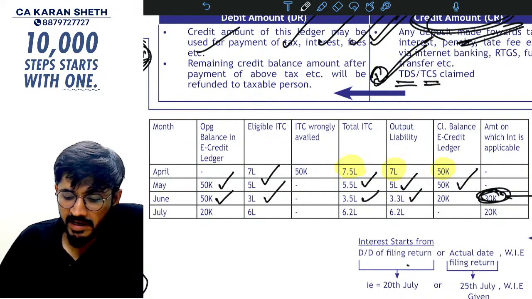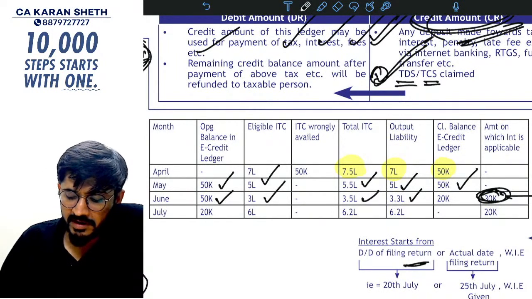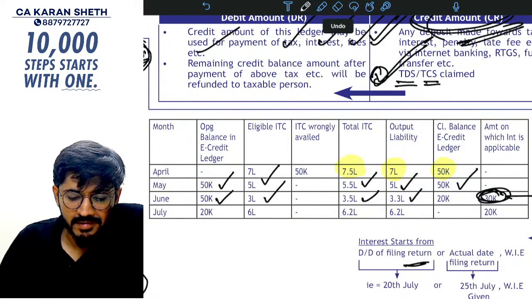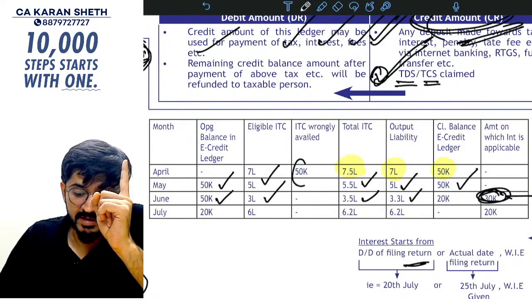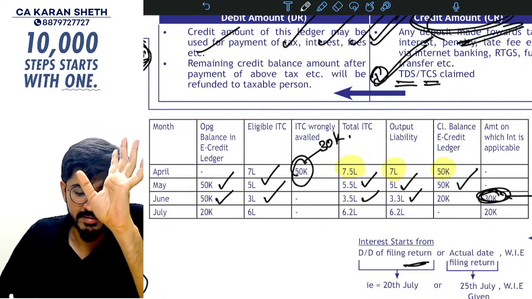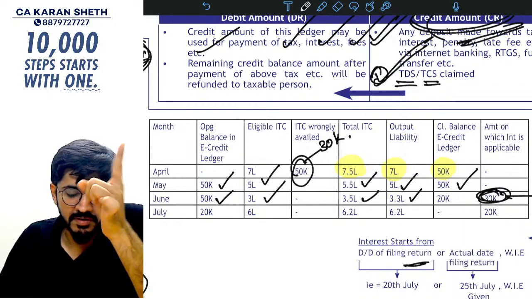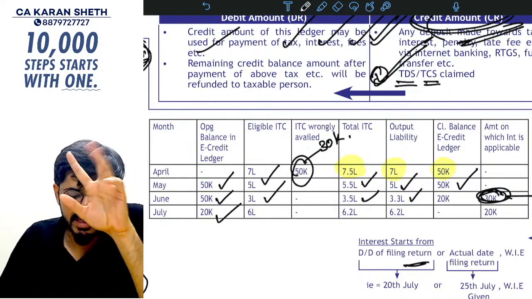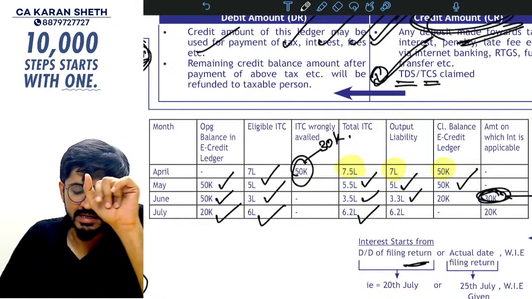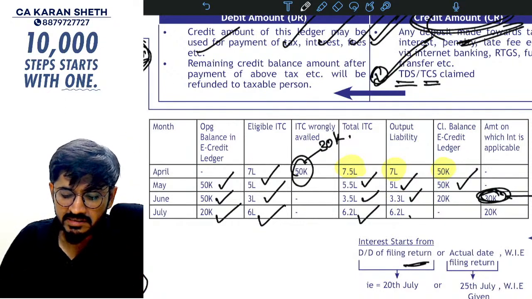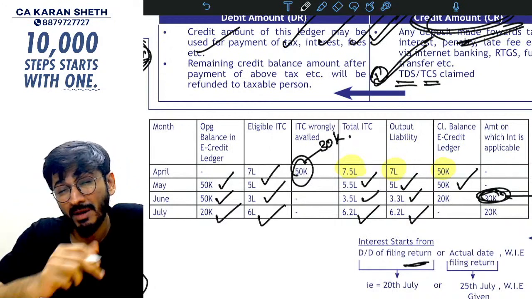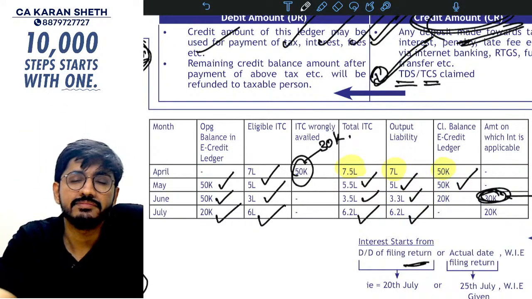As in the due date of filing return or actual date of filing return, whichever is earlier. Okay, then understand 50,000 में से 30,000 पे interest has started already. Now again the carried forward balance 20,000, eligible 6 lakhs, 6.2 lakhs is total ITC. Output tax is again 6.2. So whatever 20,000 balance I had, I've also utilized that as ITC.